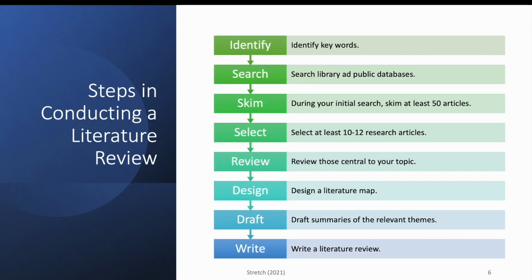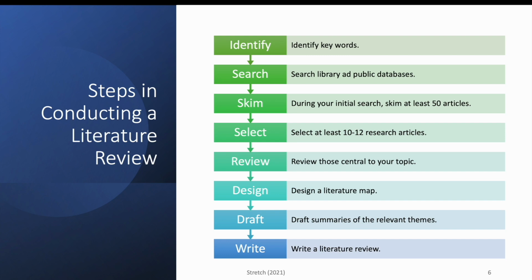When conducting a literature review, you want to make sure you identify the keywords and keep track of those keywords. You'll need to use those to describe your literature review in your chapter 2. You'll want to search the library and public databases. You should really skim about 50 articles before you start to narrow things down. The more you research, the better. And then you're going to bring it down to, per theme, 10 to 12 research articles, most likely.